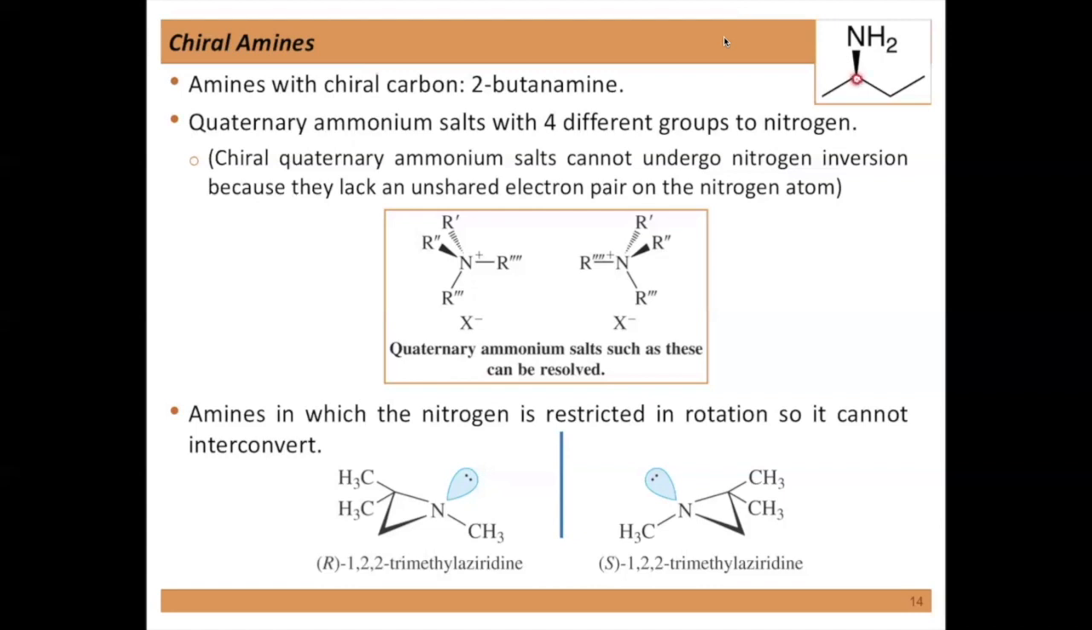But again, we can have amines that are chiral if we're chiral at a carbon center. And in some special cases, we can have chiral amines where they can't invert. And we can also have chiral nitrogens. These are very easy to get. They just tend to be not amines, they tend to be ammoniums.